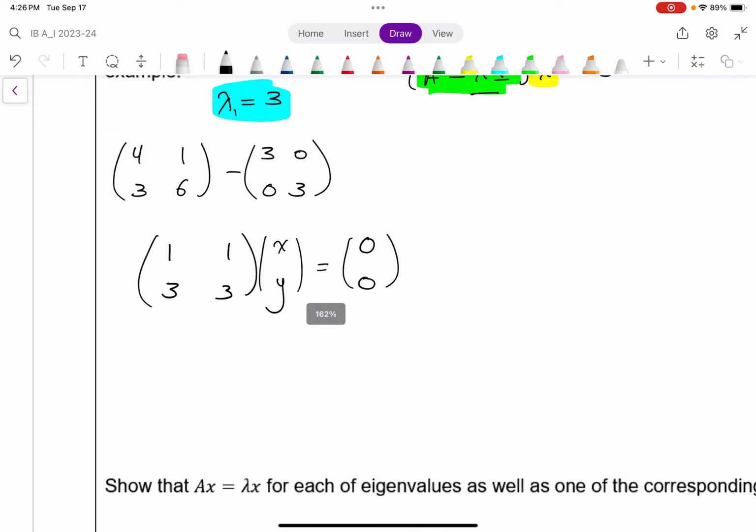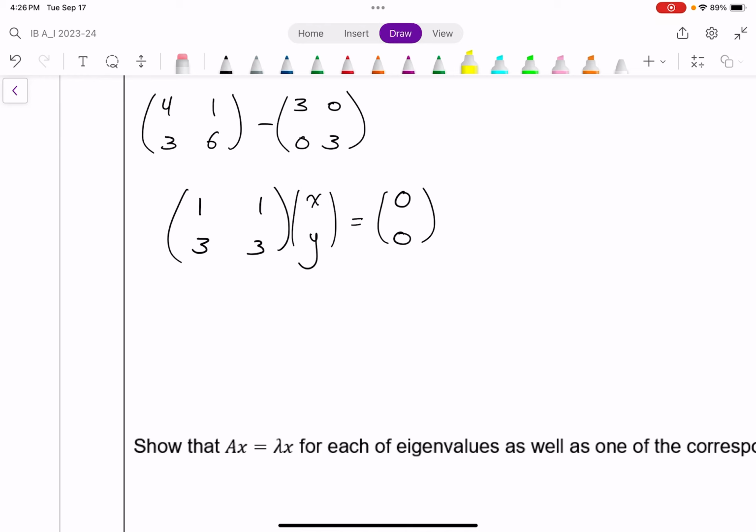And so how do I solve this? Well, let's use our matrix multiplication. 1 times x plus 1 times y must equal 0. So x plus y must equal 0. And over here, 3 times x plus 3 times y must also equal 0.